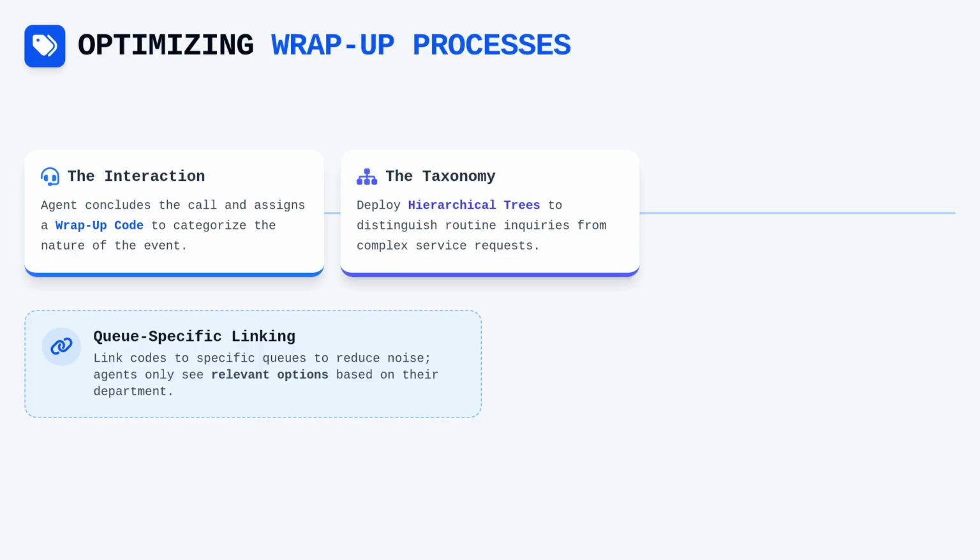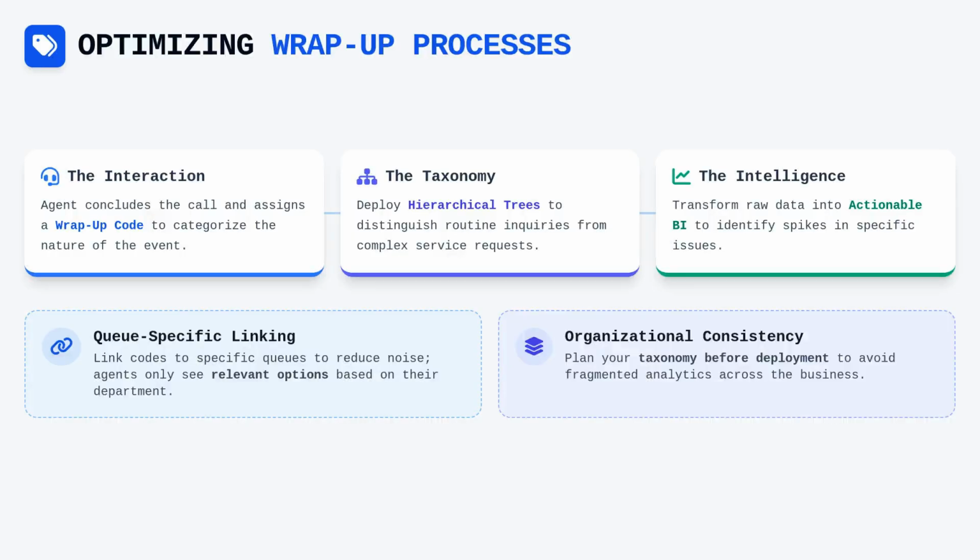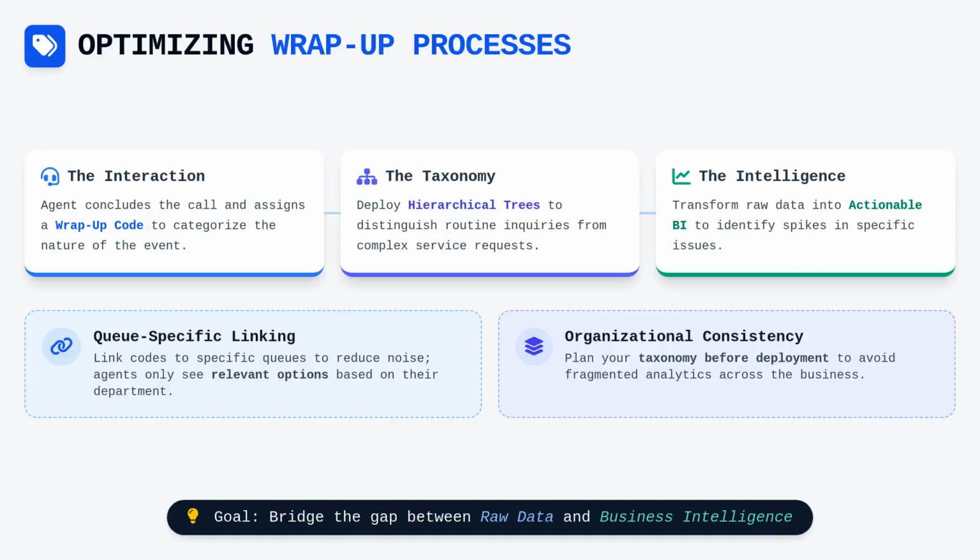This granular visibility allows supervisors to filter performance reports by specific outcomes, such as identifying a spike in billing disputes versus general account updates. Remember that consistency in these structures across the organization is key to avoiding fragmented analytics, so plan your taxonomy before deploying it.